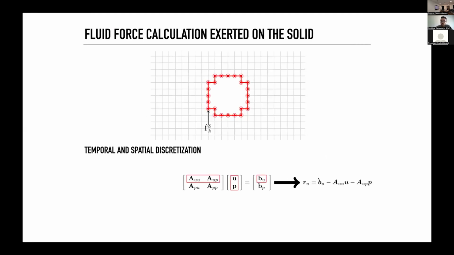At the end, the idea is to use the residual of the velocity. This is why we are using only the first row. We are trying to use this to calculate the residual that will give us the force and then the torque of the solid. But it is very important to say that we have to calculate this residual only for the nodes that are part of the interface in the fluid discretization.